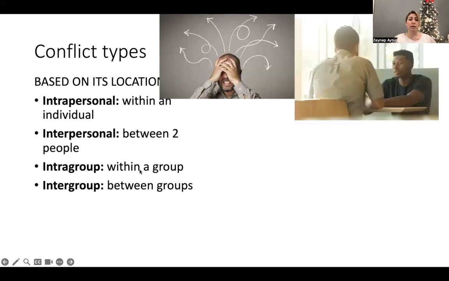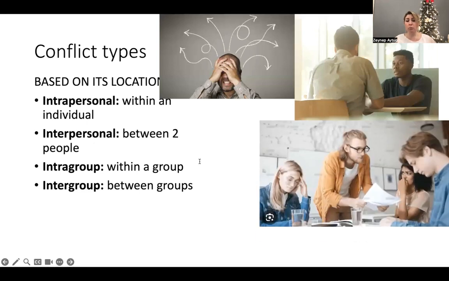The second one is a conflict that happens between 2 people. We call it interpersonal conflict. 2 parties may have, again, different goals, different understandings of policies, or different expectations from each other, causing this type of an interpersonal conflict. Another type is intragroup conflict.